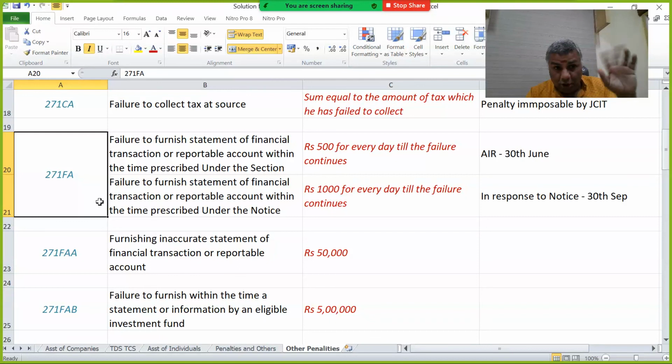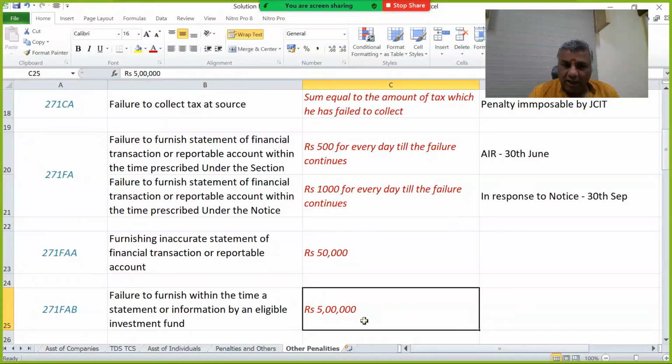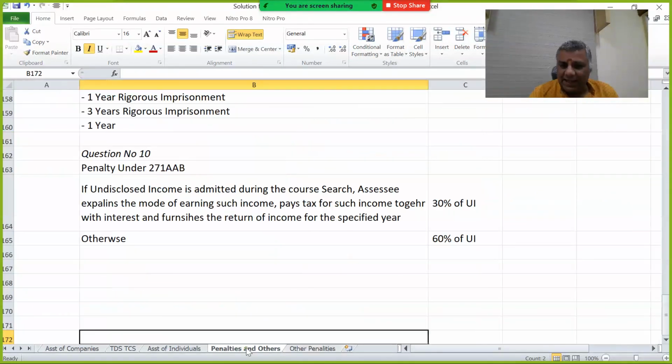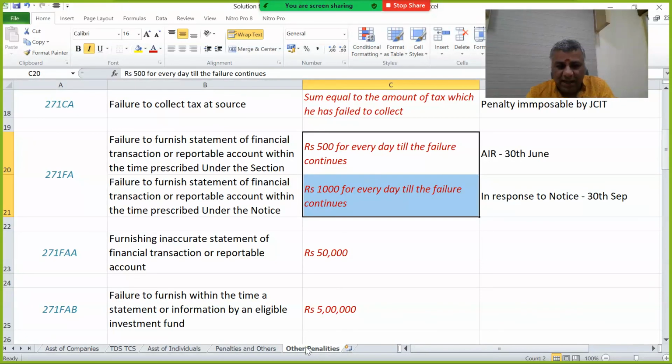Other than that also, misconduct. Sometimes 5 lakhs is also being levied. This is a very serious offense now. Penalty is very high for them.